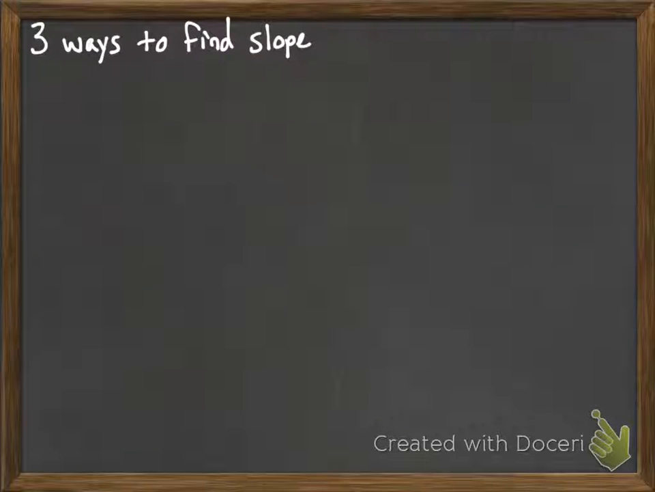Okay, welcome. We've already talked about what slope is. Now we're going to talk about the different ways to find slope. There are really three, or if you wanted to argue, four different ways or situations where we can find slope. Two of them are very similar, so I classify them under the same heading. The first is if we have 2 points.